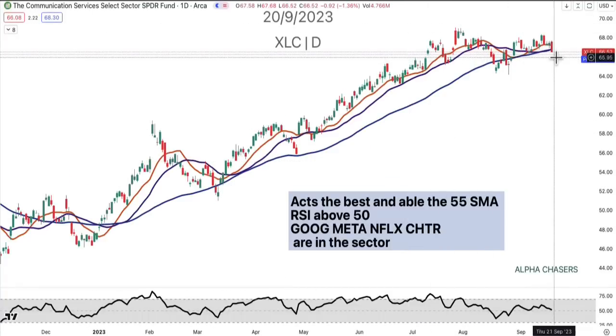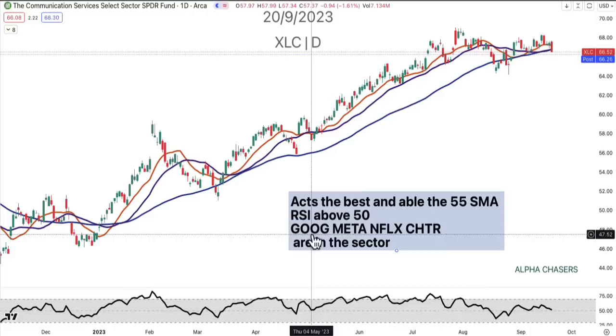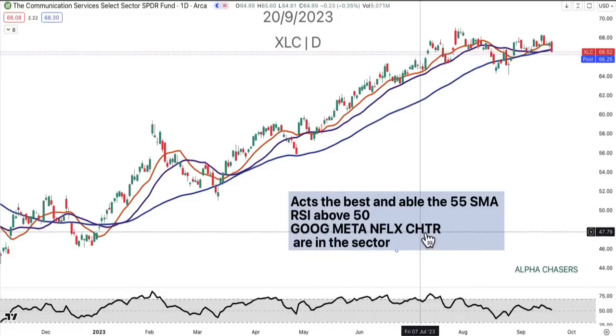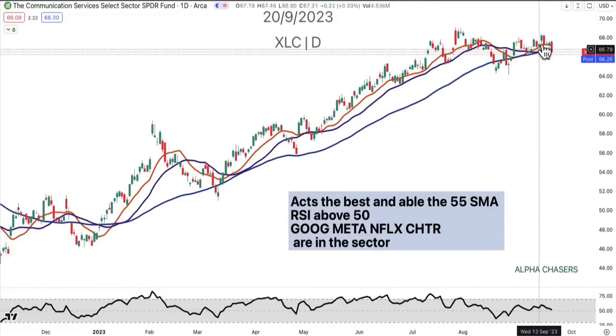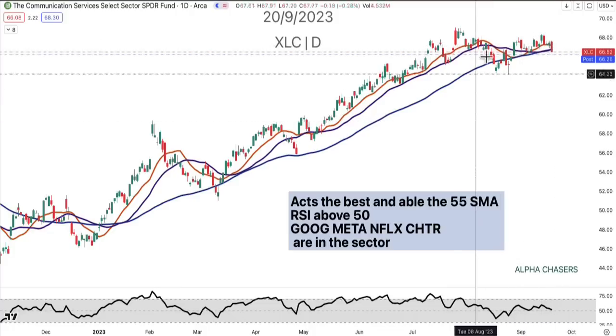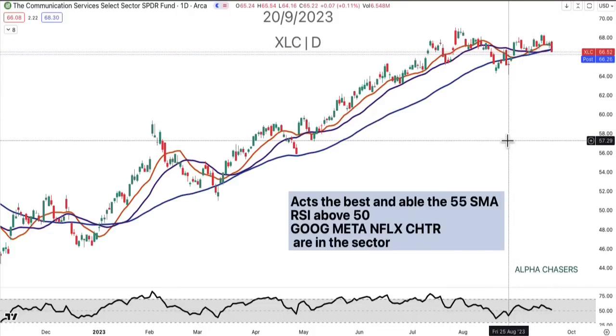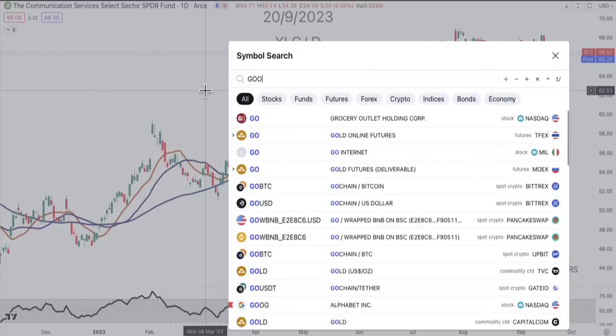So what we have here is one of the first closes on XLC under the 55. That is Google, that is Meta, that is Netflix, that is Charter. When I wrote this up last night, we were above the 55. You're sitting on it now, so now I have to watch these names tomorrow carefully. And we're already starting to see some cracks in those.